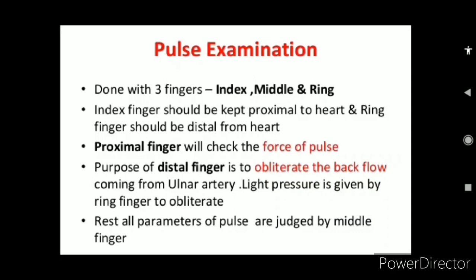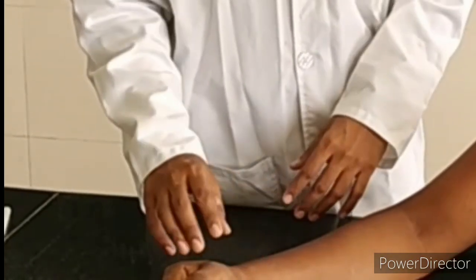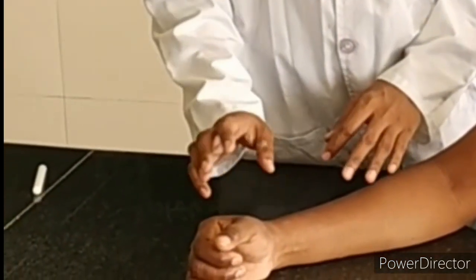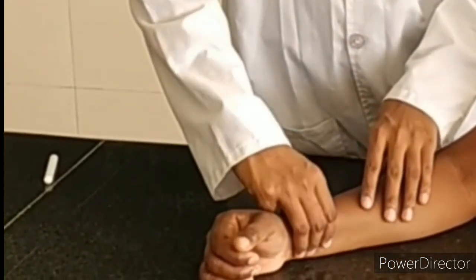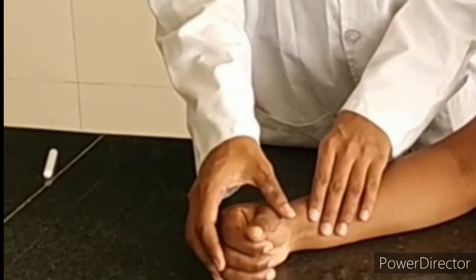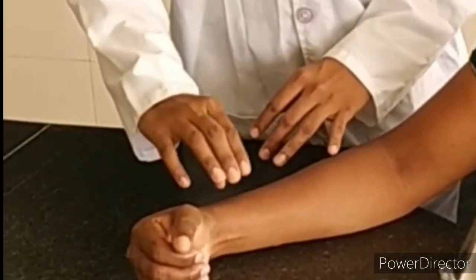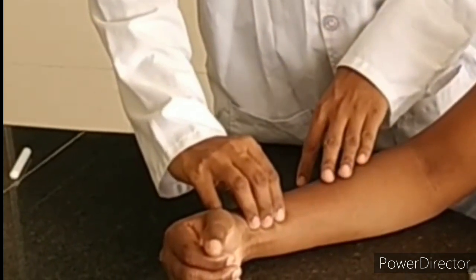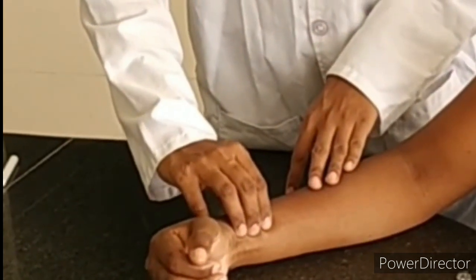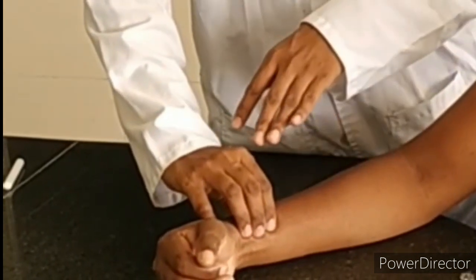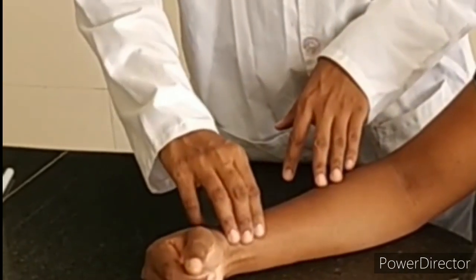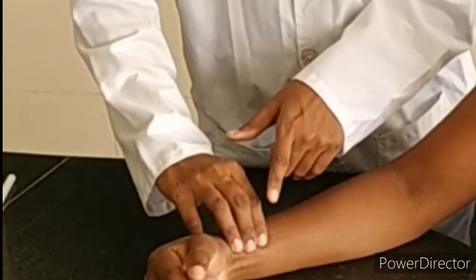So the procedure for examining the arterial pulse is, first the subject should be relaxed and his or her forearm should be semi-pronated like this, and the wrist joint should be slightly flexed. In this position only we have to examine, and using the three fingers of your right hand, hold the wrist part of the subject and feel for the pulse against the bony surface, that is the lower end of the radius.